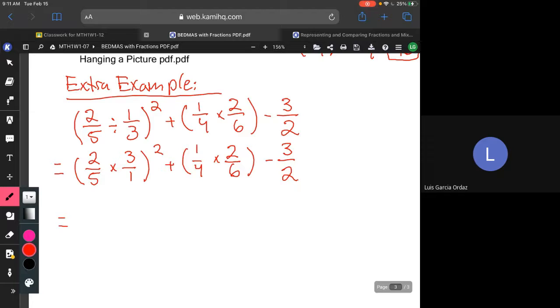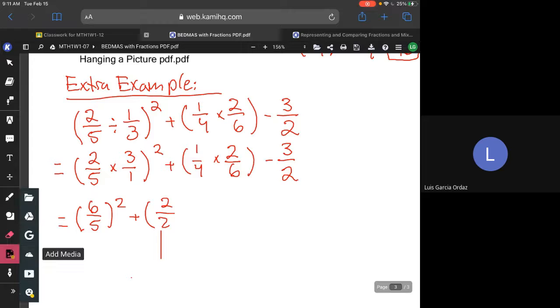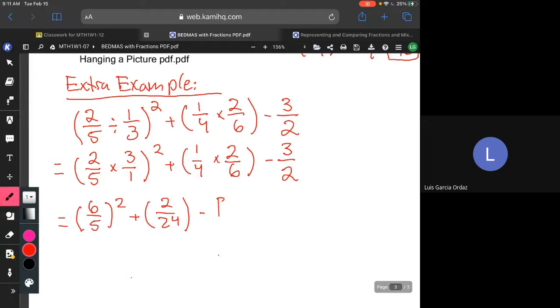Okay, so what's 2 over 5 times 3 over 1? Anyone? Athalia? 6 over 5 to the power of 2. And someone tell me what 1 over 4 times 2 over 6 is. Lauren? Yep. So we're going to stick with 2 over 24 for now. So 2 over 24. And then we have minus 3 over 2.